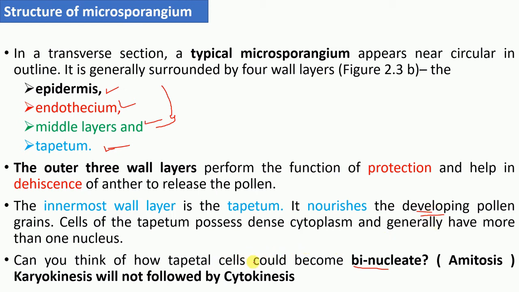And how could this tapetum cell become binucleated? So the answer will be A, mitosis. So we can say from one cell we are getting two cells through the process of mitosis, right? So in mitosis, first nuclear division will be there. So from one nucleus we will have two nuclei, right? Because division of the nucleus is karyokinesis, and because this karyokinesis is not followed by cytokinesis, there will be no cytokinesis. That's the reason the cell of this tapetum will be binucleated.